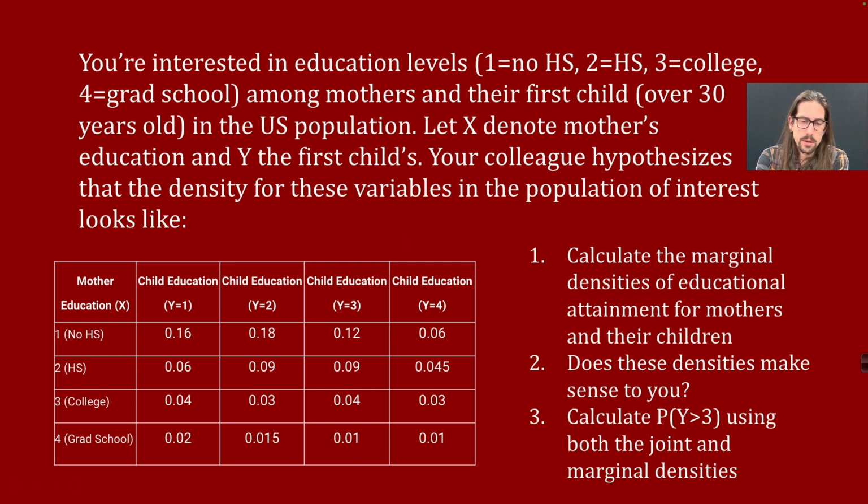Let's go back to this problem here. So this is the same table as we looked at before. What we'd like to do is calculate the marginal densities of educational attainment for mothers and their children. That's the first part. And then secondly, do those densities make sense to you? And then thirdly, calculate a particular probability using the joint density, and then calculate it again using the marginal density. So let's have a shot at that.